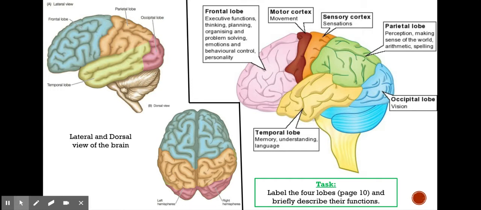So let's have a look at the brain in a little bit more detail. You'll see that diagram on the left. You've got the different lobes. You've got the frontal lobe, the parietal lobe, which is at the top of your head, the occipital lobe at the back, and then the temporal lobe on each side.